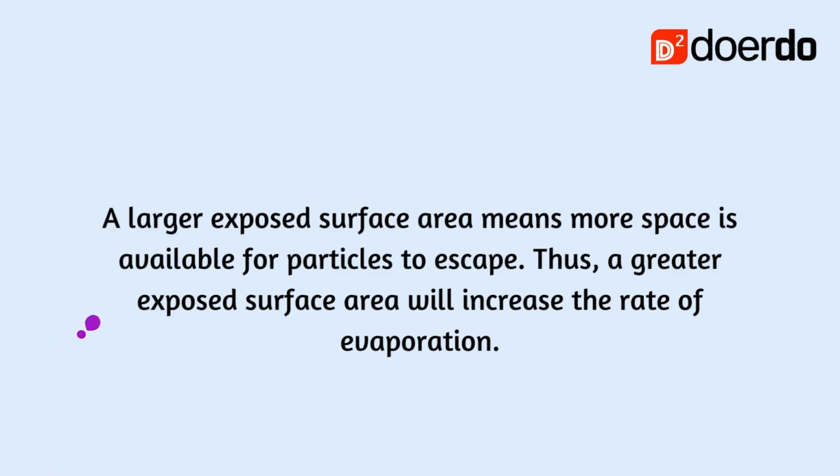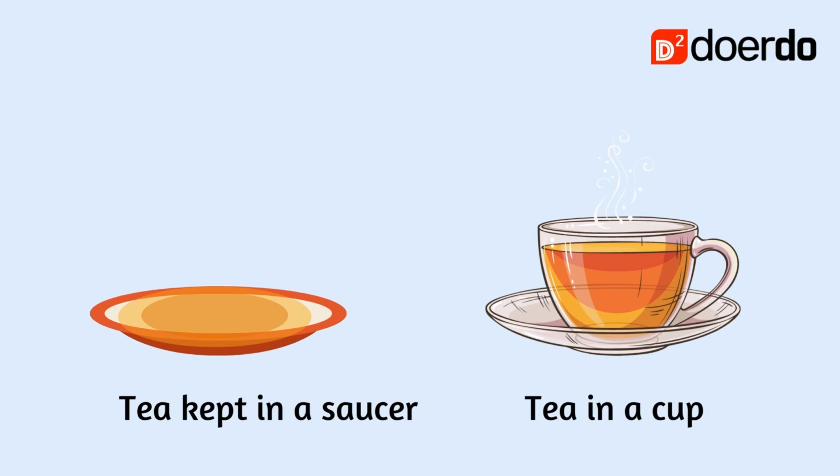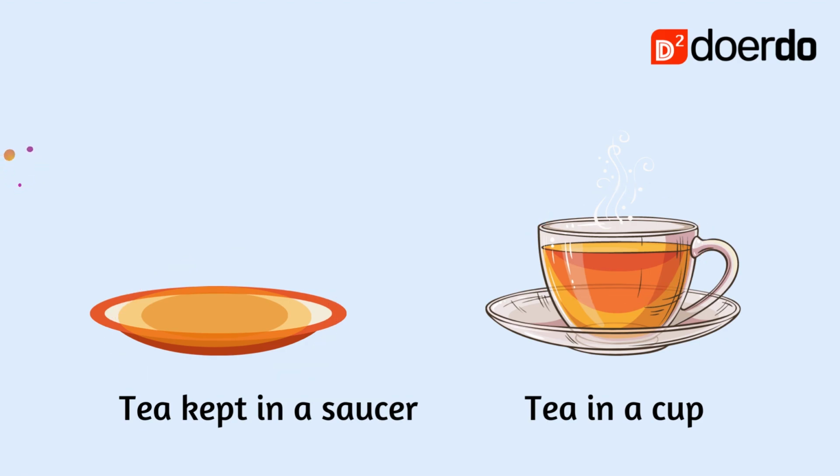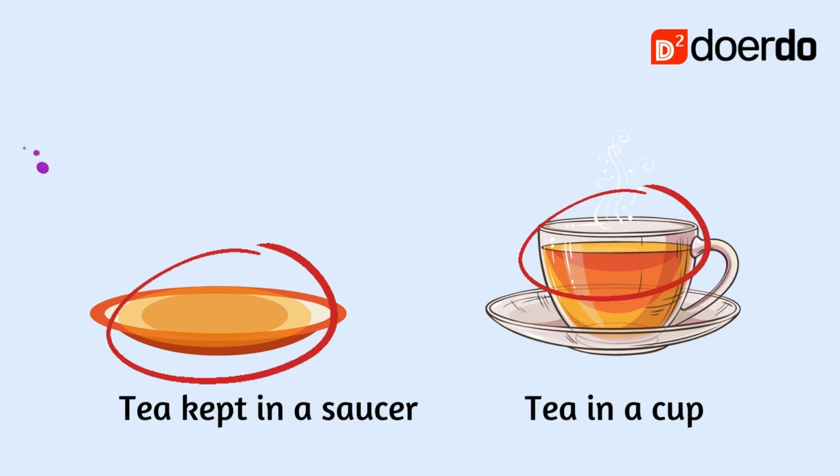One of the most common examples of exposed surface area is tea kept in a saucer and in a cup. Now we know that the saucer has a much higher surface area than the cup. This is why the tea poured in the saucer cools down much faster than the tea held in a cup.